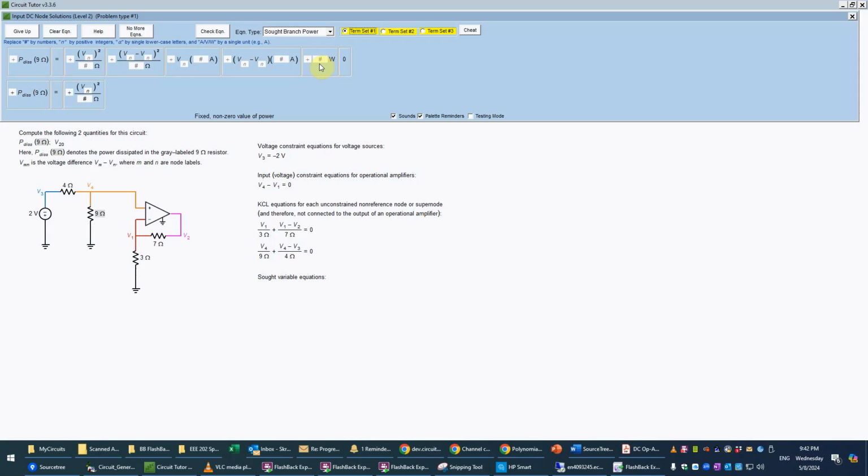We could put in a numerical value right away if you wanted to here using this term, but I'm just going to do it sort of the long way, if you will. So we'll put V4 squared divided by 9, and we'll check that. And of course that power should always be positive. I mean, you could put a minus sign out here, but you're guaranteed to be wrong unless you also put a minus sign over here.